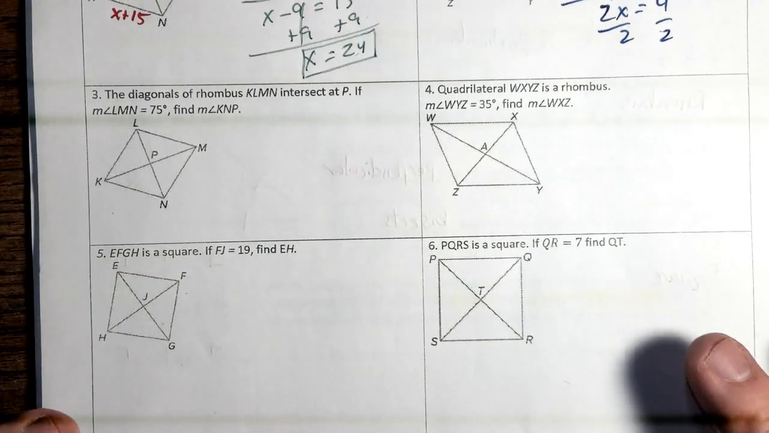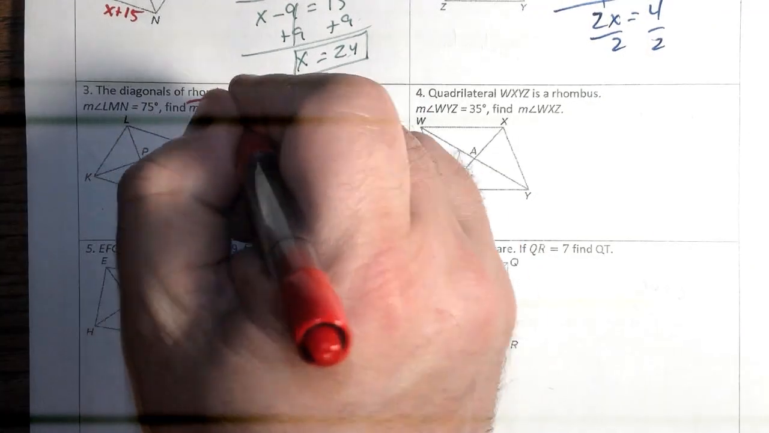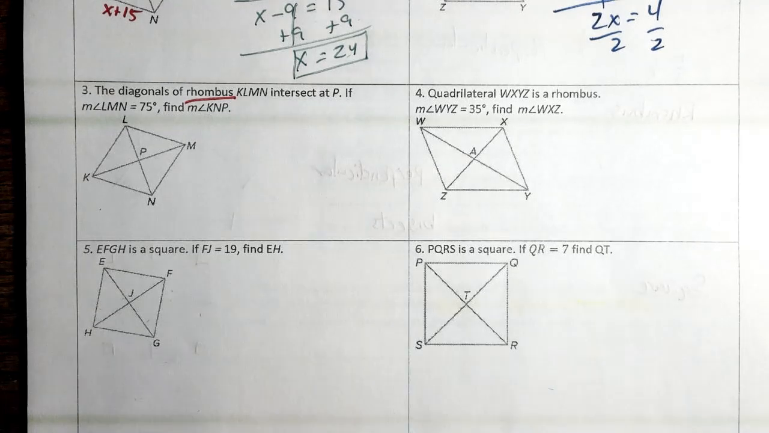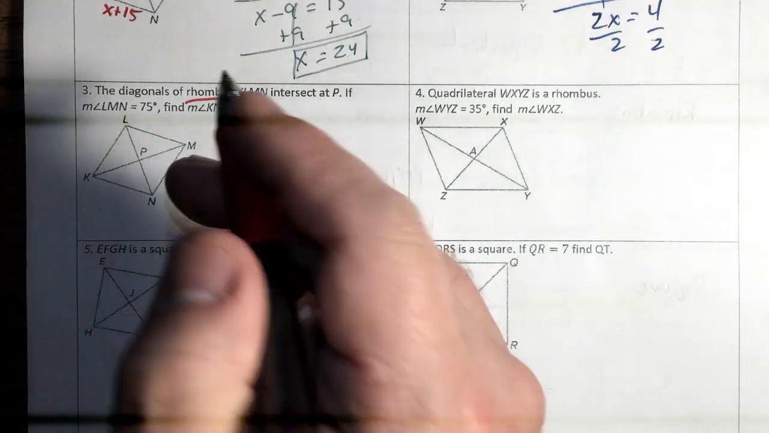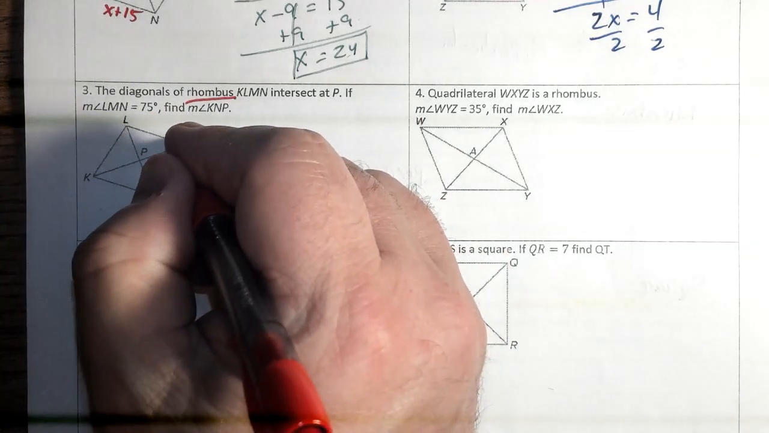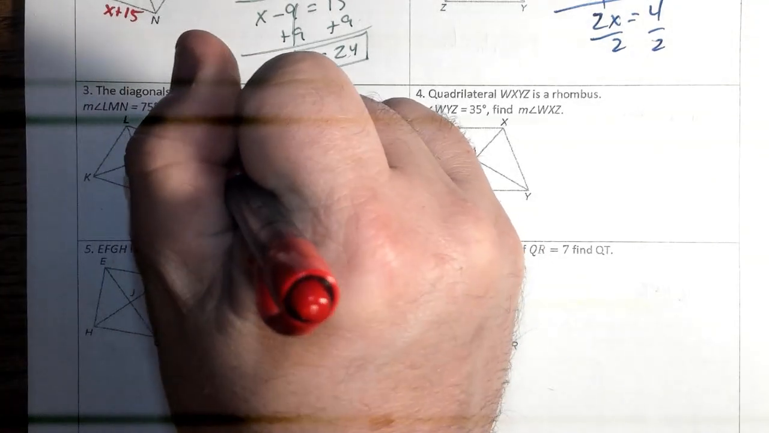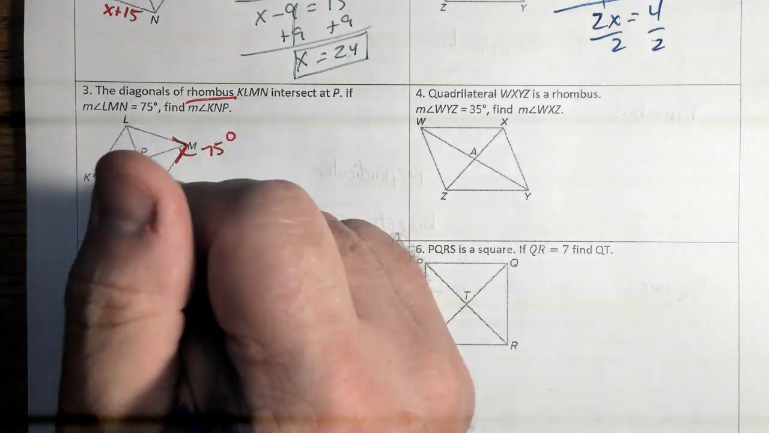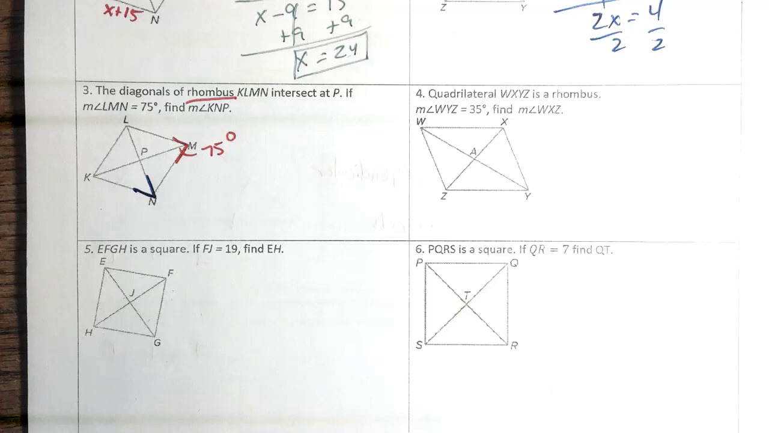So let's see. All right, number 3. The diagonals of rhombus KLMN intersect at P. If the measure of angle LMN, so this guy, is 75 degrees, find the measure of angle KNP. So this guy down here.